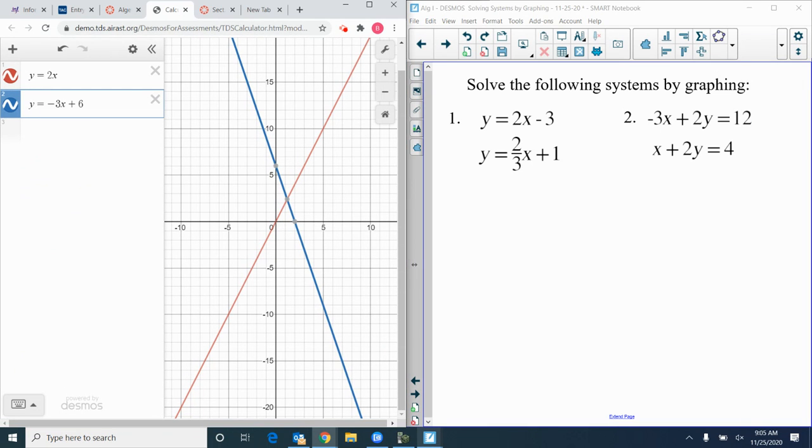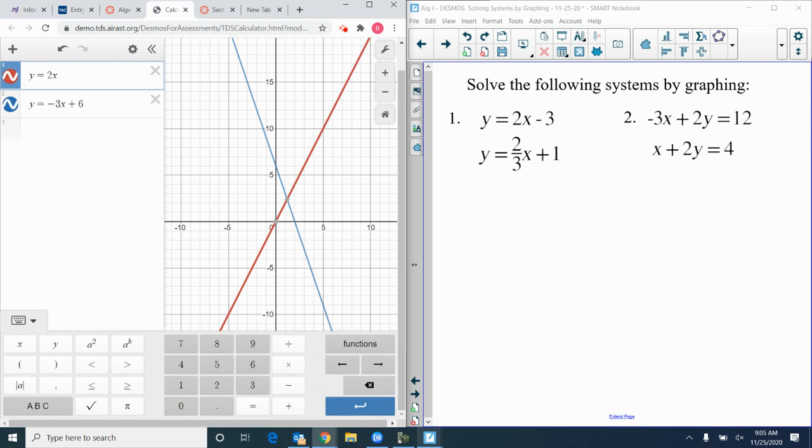All right, so let's take a look. These are the ones you just did. Let's see what the answers are, see if you got them right. The first one says y equals 2x minus 3. So type that in: y equals 2x minus 3.